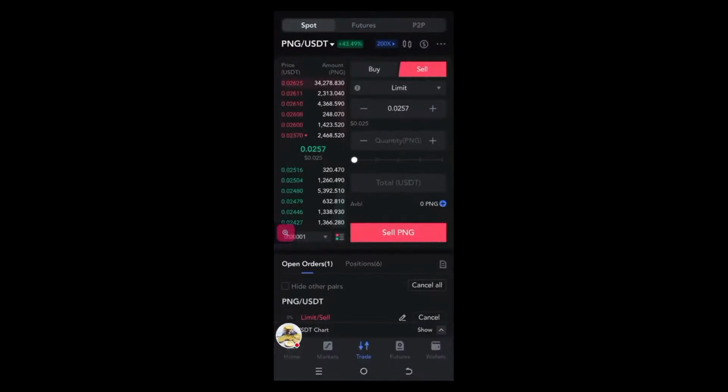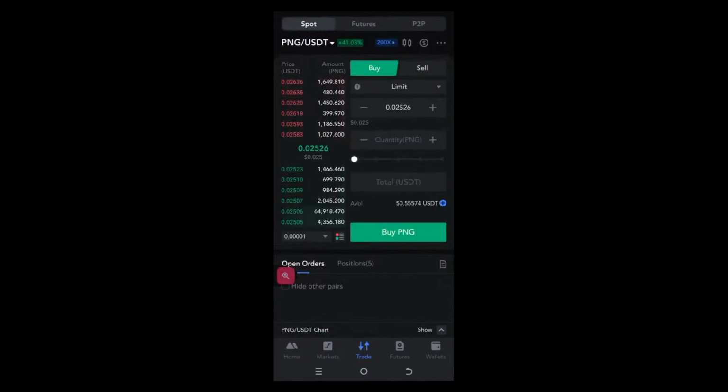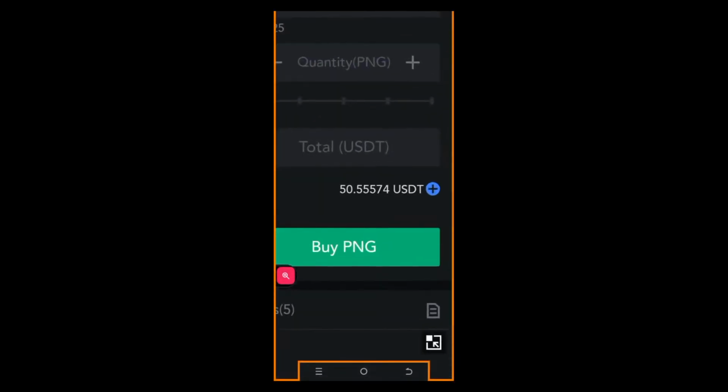I mean, it's better to be safe than sorry. If it just pushes up by one, yeah, we'll get it sold. All right. Wahoo! PNG has already executed. Beautiful. Look at this. 55 cents.